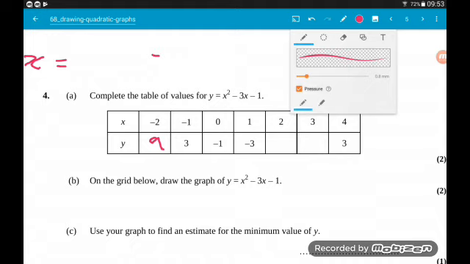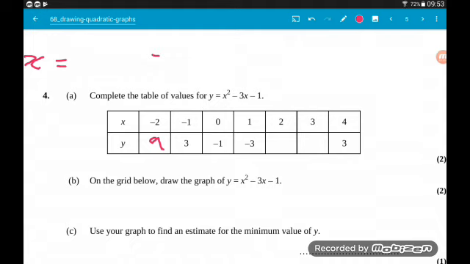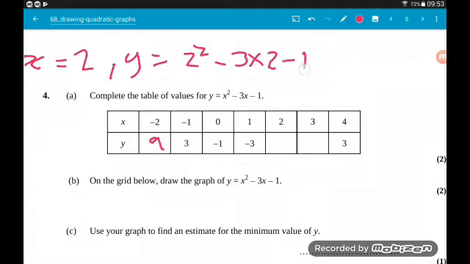Okay, so when x is positive 2, we get y is equal to 2 squared minus 3 times 2 minus 1. So 2 squared is 4, minus 3 times 2 is minus 6, and then minus 1. Well, 4 minus 6 is minus 2, minus 1 gives us minus 3.